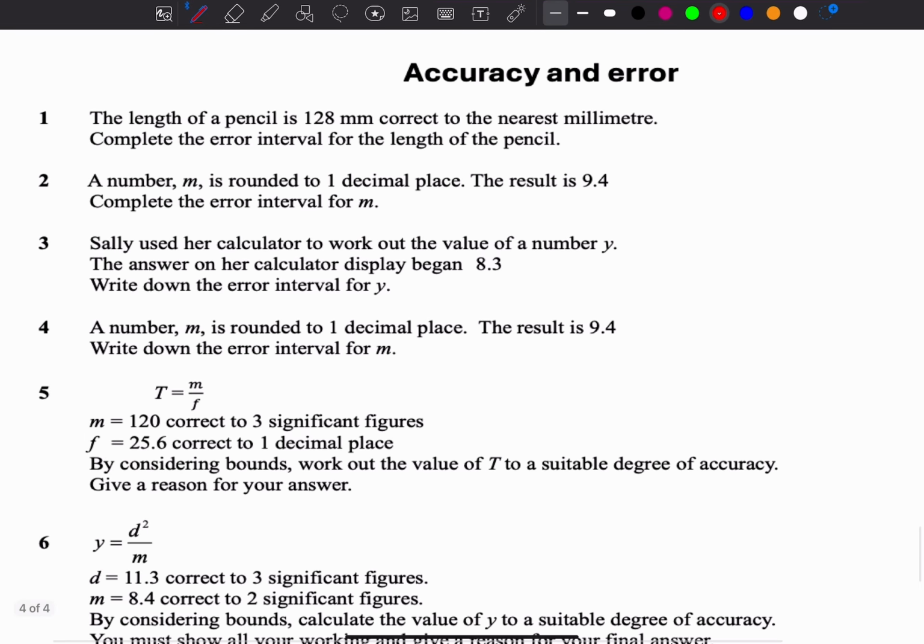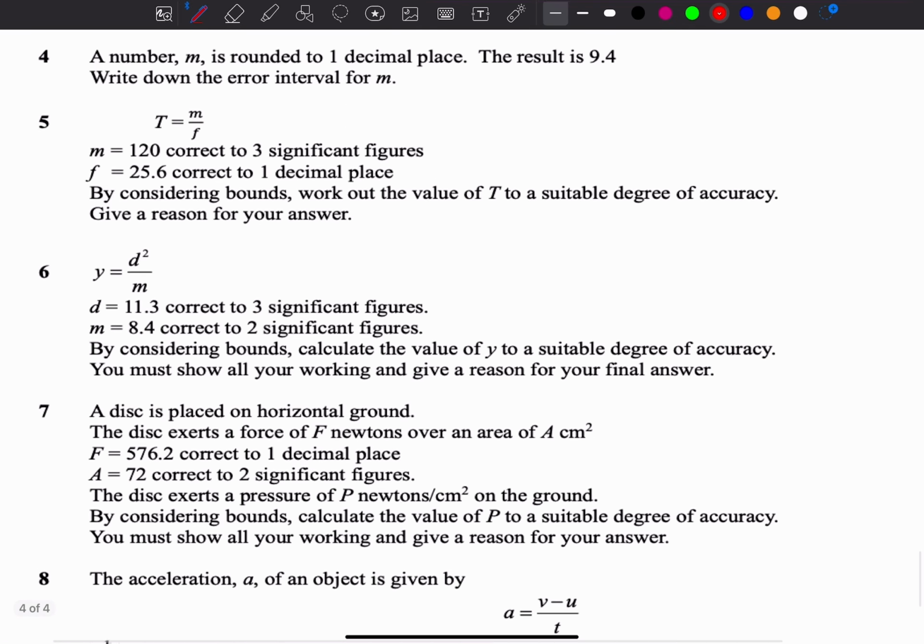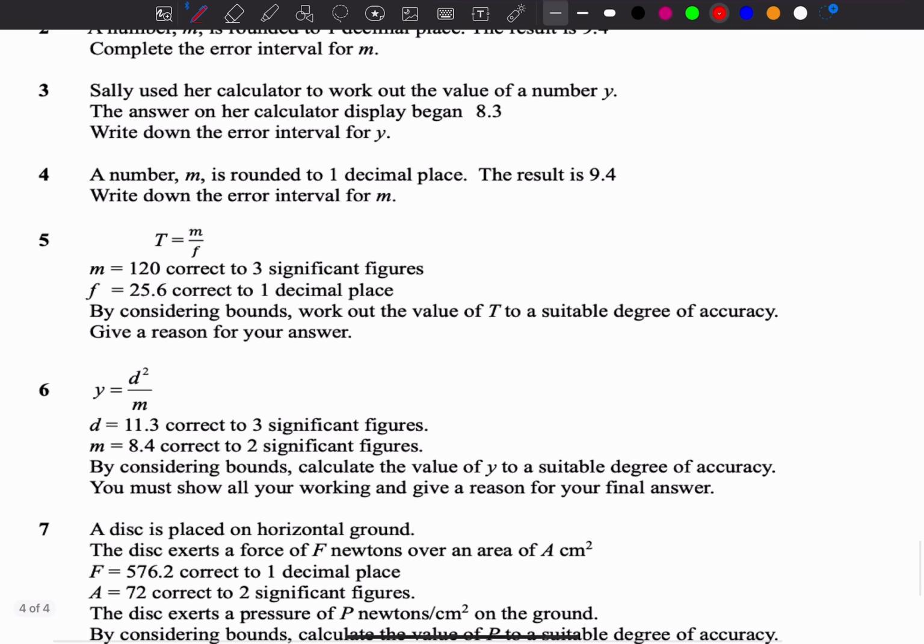So we have the accuracy and error worksheet now to do. In terms of accuracy and error, it's basically rounding to the nearest decimal place or significant figures and stuff. Now, suitable degree of accuracy is a very common question, and it's quite an easy one to do anyway. We got like 4 of those questions. It's not that bad. So it will be a quick one.